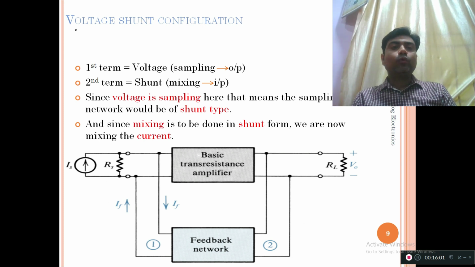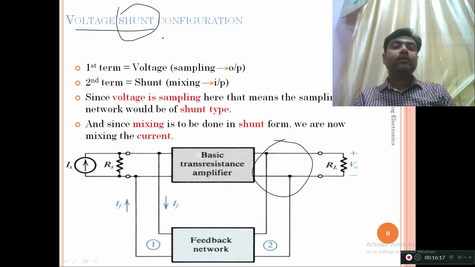Now the voltage shunt configuration. Again, the first term is voltage. So we are sampling the voltage, and sampling of the voltage has to be done in the shunt form. And now we are interested in mixing in the shunt form. Unlike the previous two cases, where we were mixing the feedback voltage or feedback current in the series form, here we are interested in the shunt form.